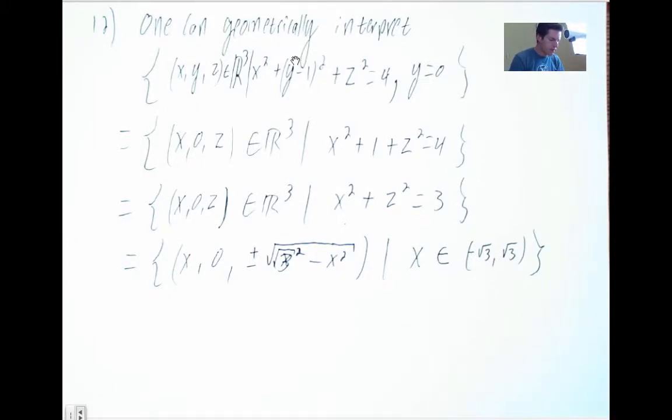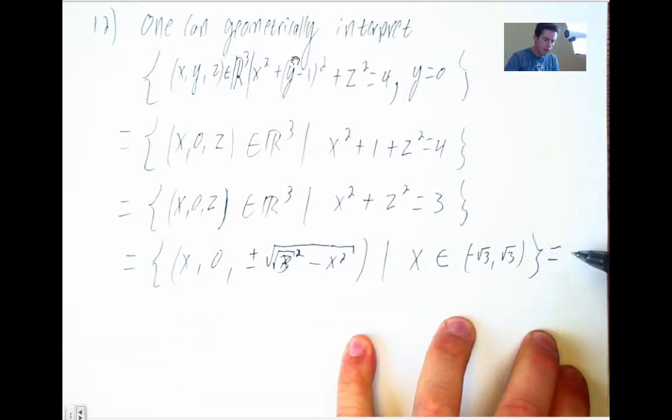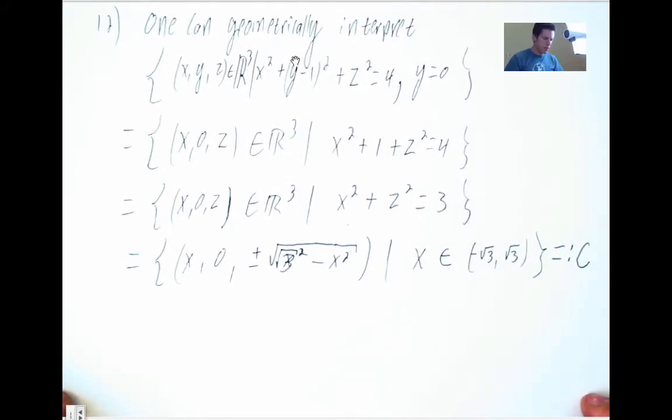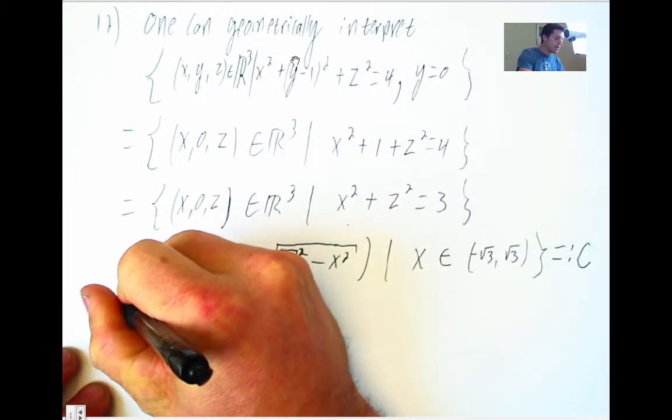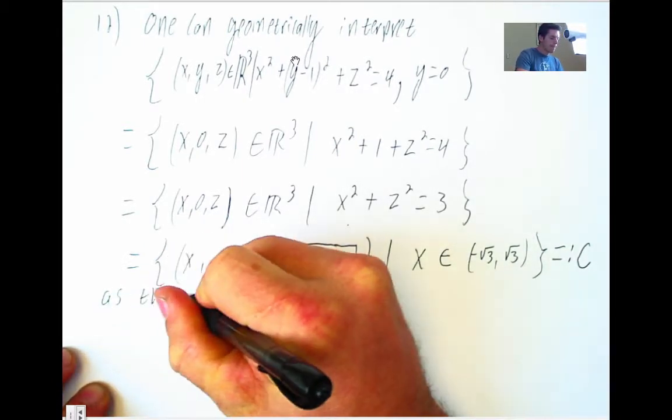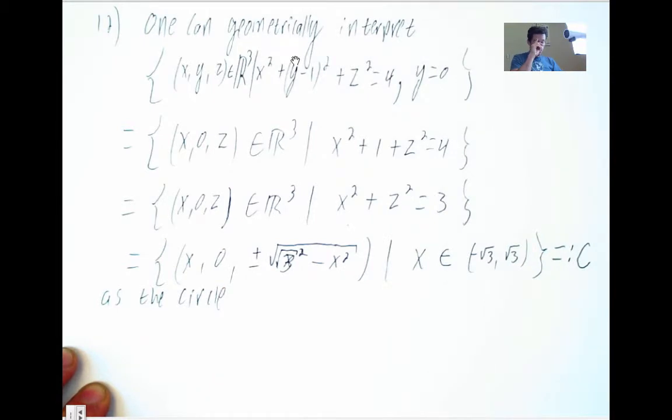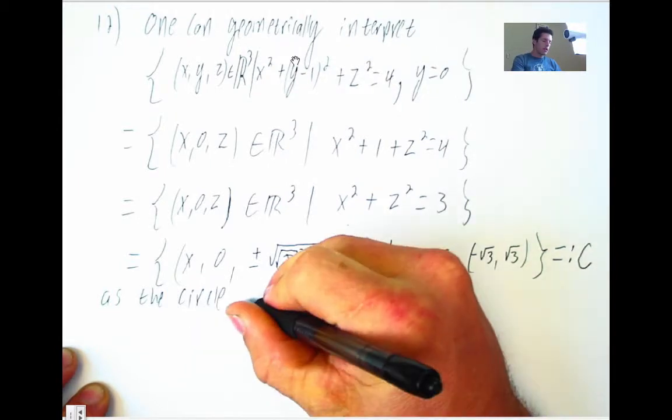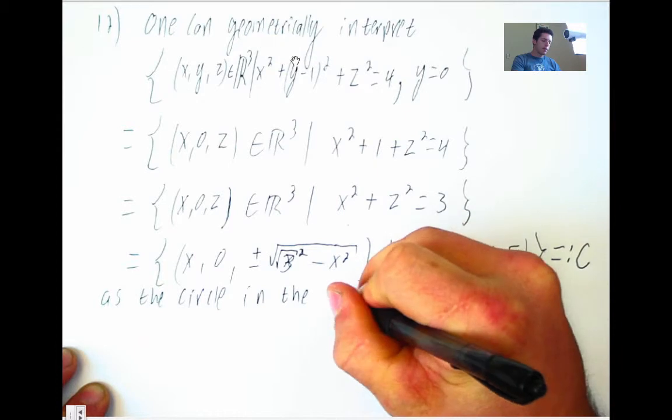Okay, so what do I have here? This is a set of ordered triples of that form. I've got a sense that this is a circle. Let me name this guy. I'm going to call it C again for fun. And the reason I've chosen C is because this thing's going to be a circle. One can geometrically interpret this set as the circle. Now I got to describe the circle. The circle is in the y equals 0 plane, which is the xz plane.